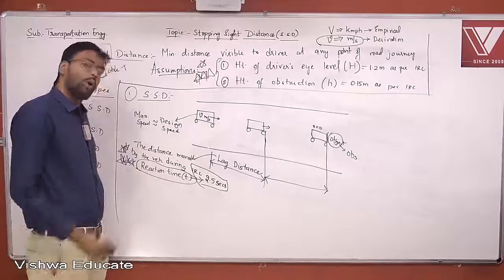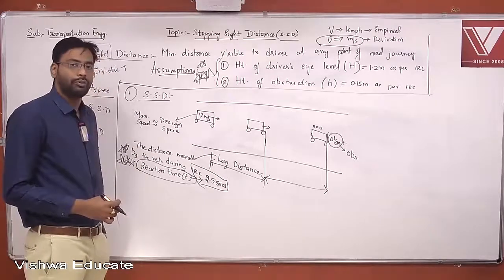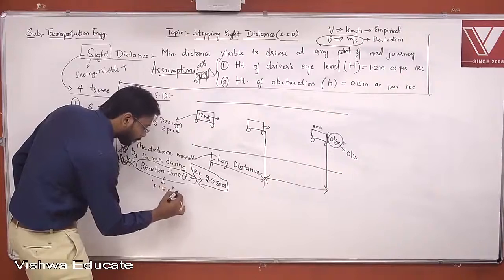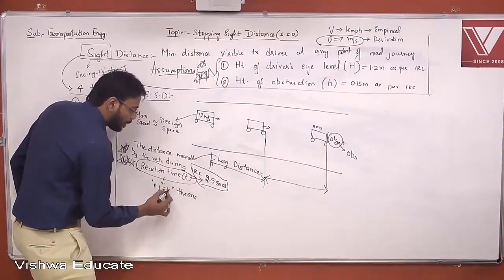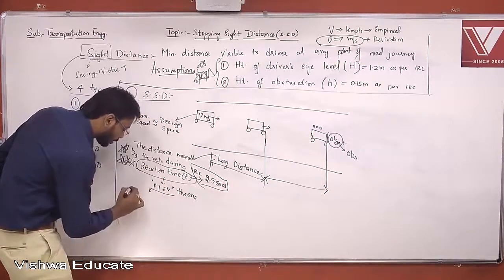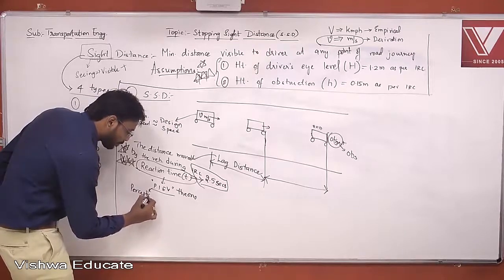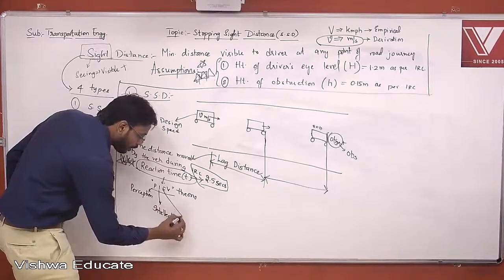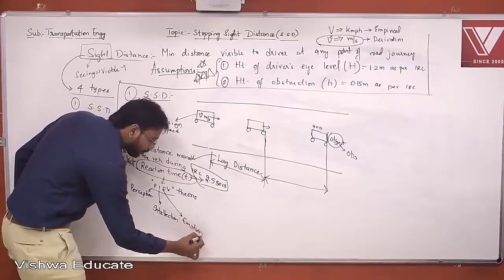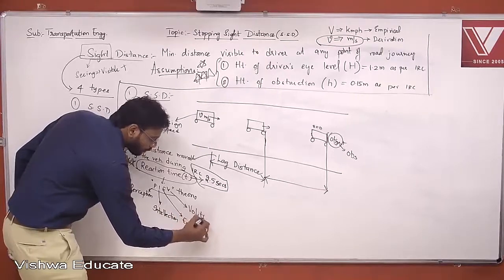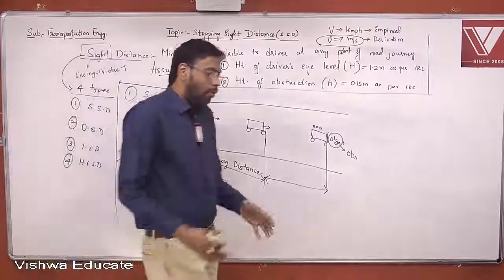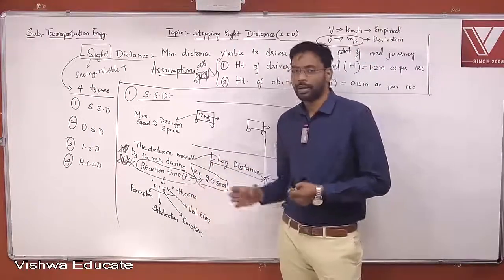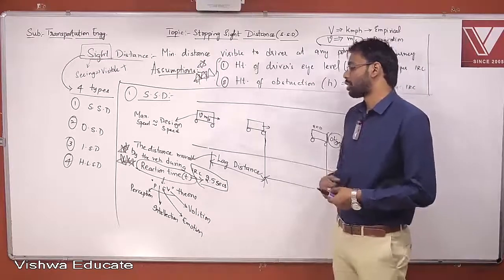Now, what happens in that reaction time of 2.5 seconds can be explained with the help of PIEV theory. P is for perception. I is intellection. E is emotion. V is volition. So what happens in that reaction time of 2.5 seconds can be explained with the help of this theory: perception, intellection, emotion, and volition.